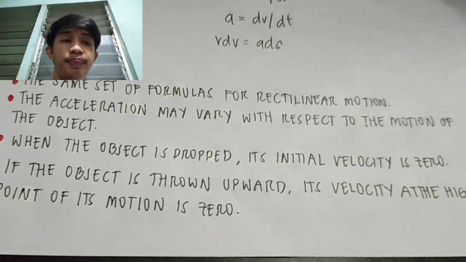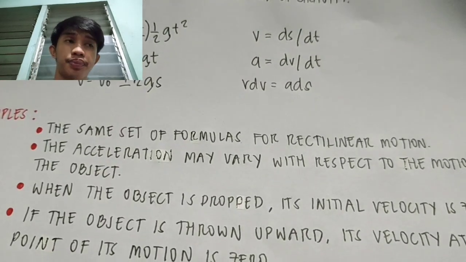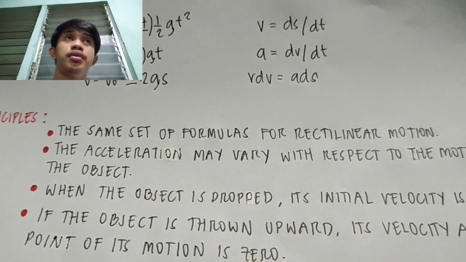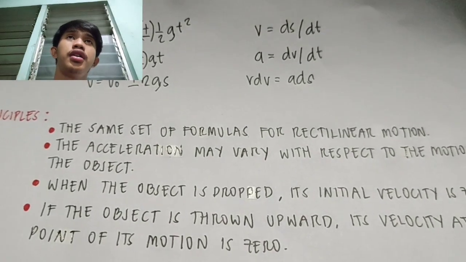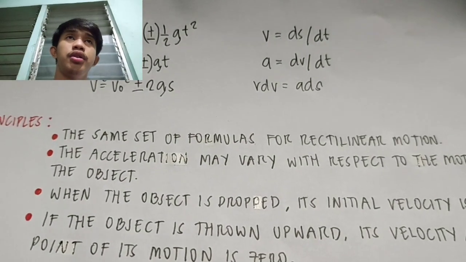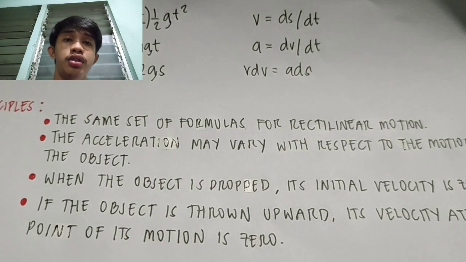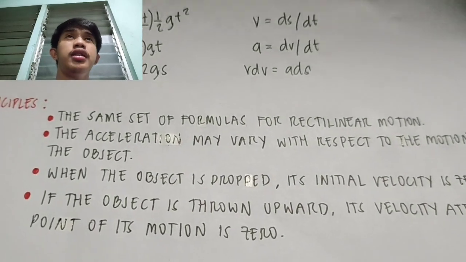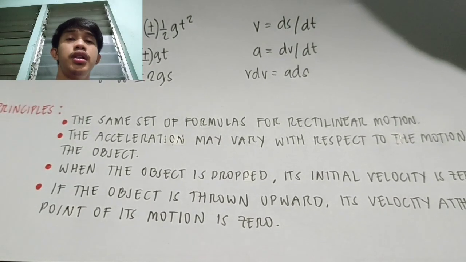Also, if an object is thrown upward, the velocity at the highest point of its motion is 0. So if you throw a ball upward, it will reach its maximum height. If there were no gravity, the ball or object would keep going upward. But because of the gravitational pull, gravity causes the ball or object to slow down until it reaches its maximum point.